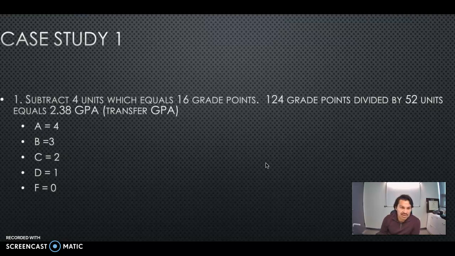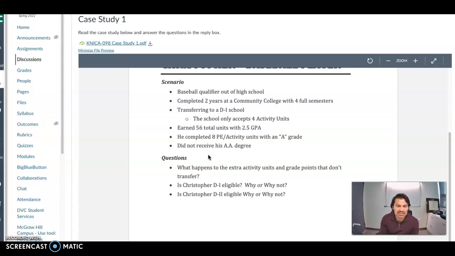Now we're going to divide that by 52 because that's how many units he's going to transfer, not 56, because we have to remove those 4. And that equals a 2.38 transfer GPA. So meaning he cannot transfer, or at least say he's not D1 eligible.